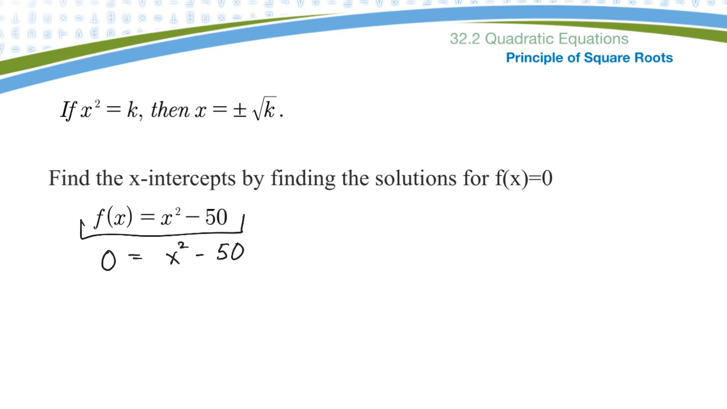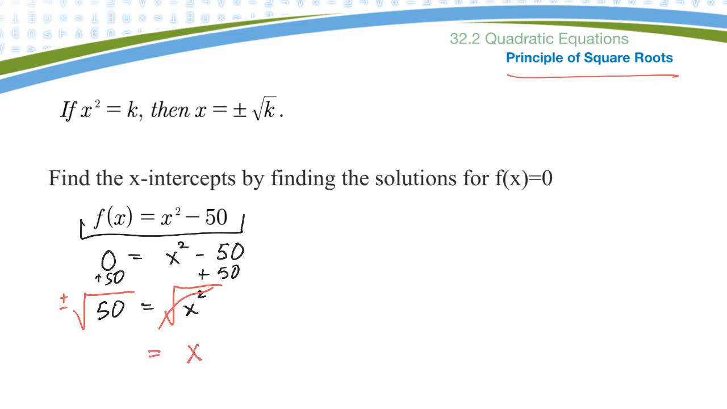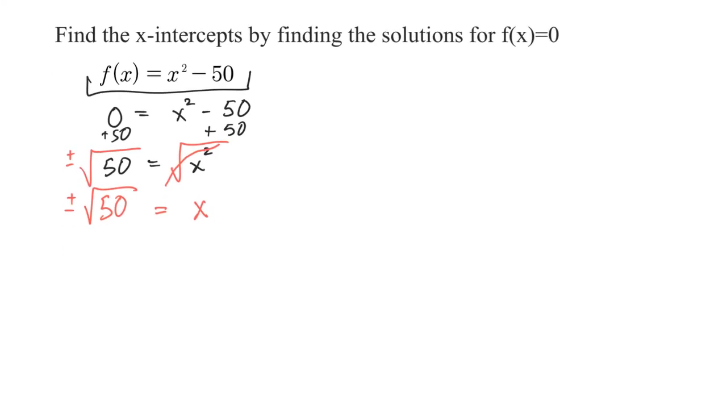So we want to know when y is equal to 0. Then I'm going to add 50 to both sides, so I get 50 is equal to x squared. Then I can use this principle of square roots that says you can square root one side to get rid of the square as long as you square root the other side. And when you do that, you also need to put a plus or minus. So on the right side I'll have x, and on the left side I'll have the positive or negative square root of 50.